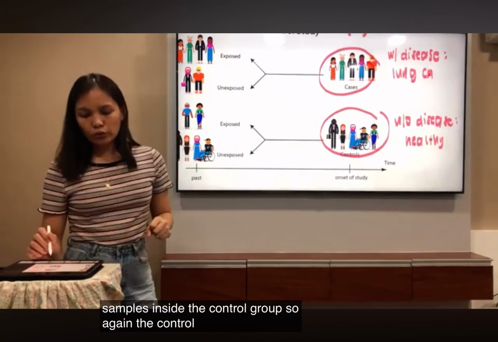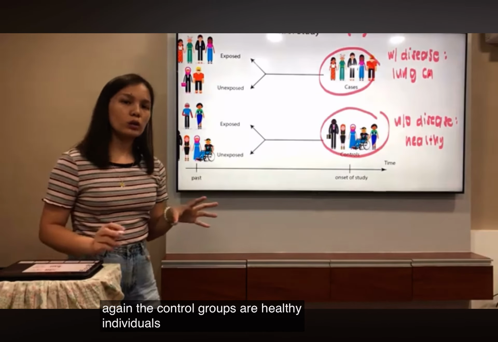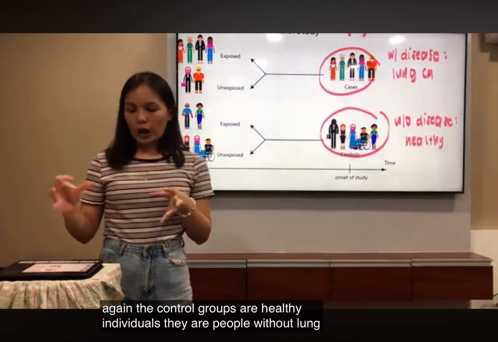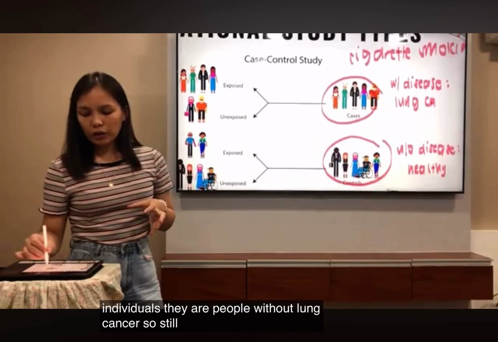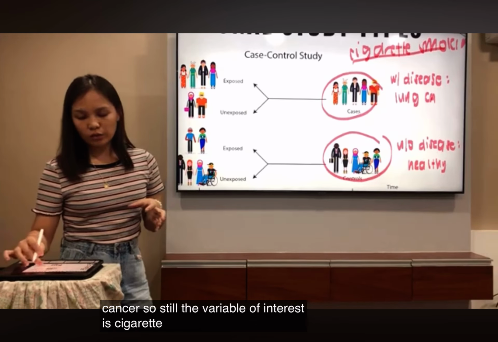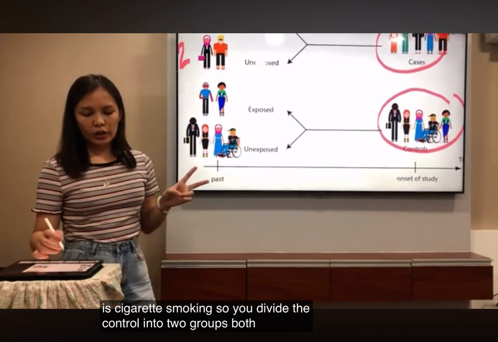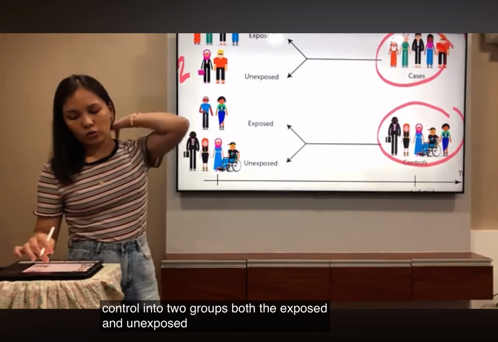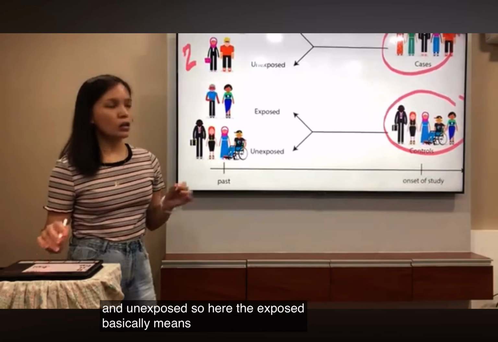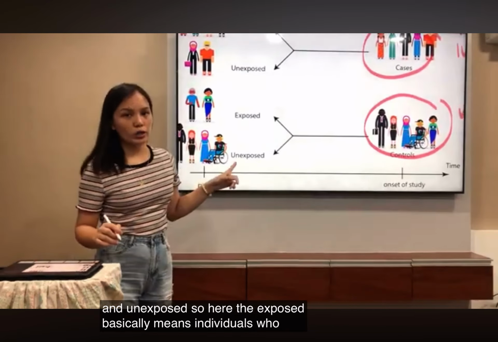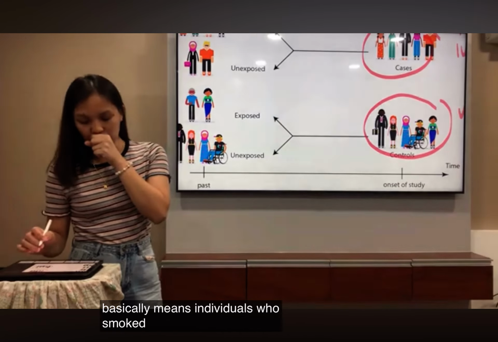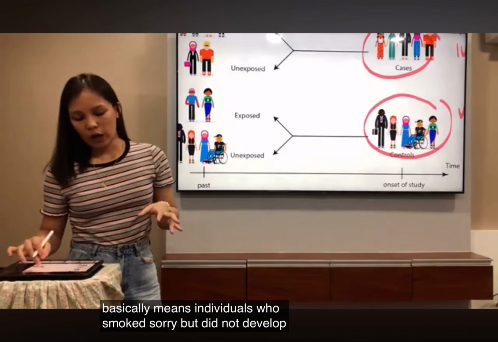So again, the control groups are healthy individuals. They are people without lung cancer. So still, the variable of interest is cigarette smoking. So you divide the controls into 2 groups, both the exposed and unexposed. So here, the exposed basically means individuals who smoked, but did not develop lung cancer.